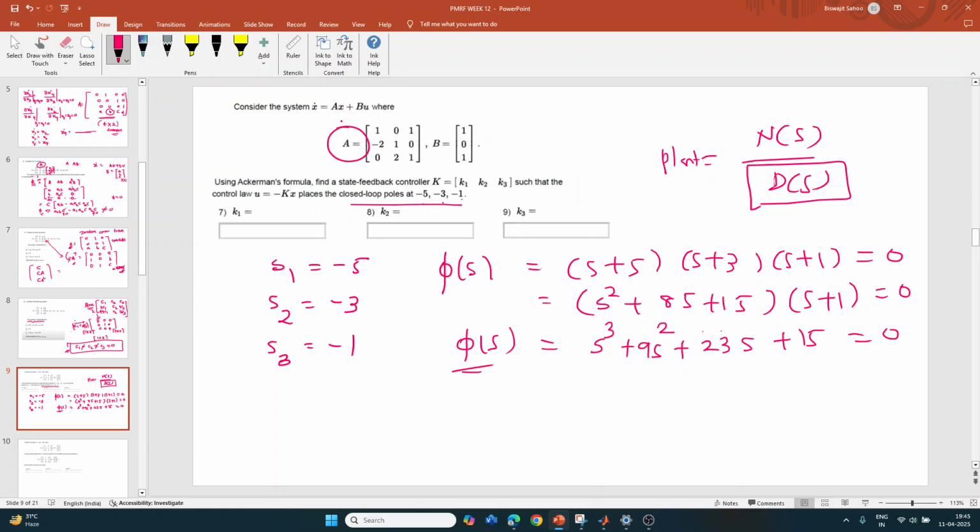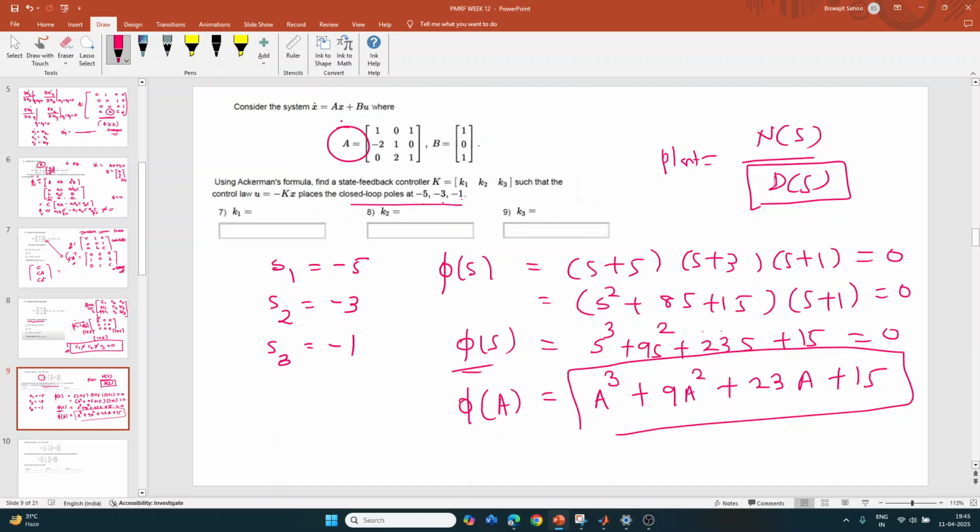What is A? A is this one. So you replace s in terms of A. So now the equation will be A cube plus 9A square plus 23A plus 15. Once you find out phi of A, actually now the point is that you need to find out this phi of A.